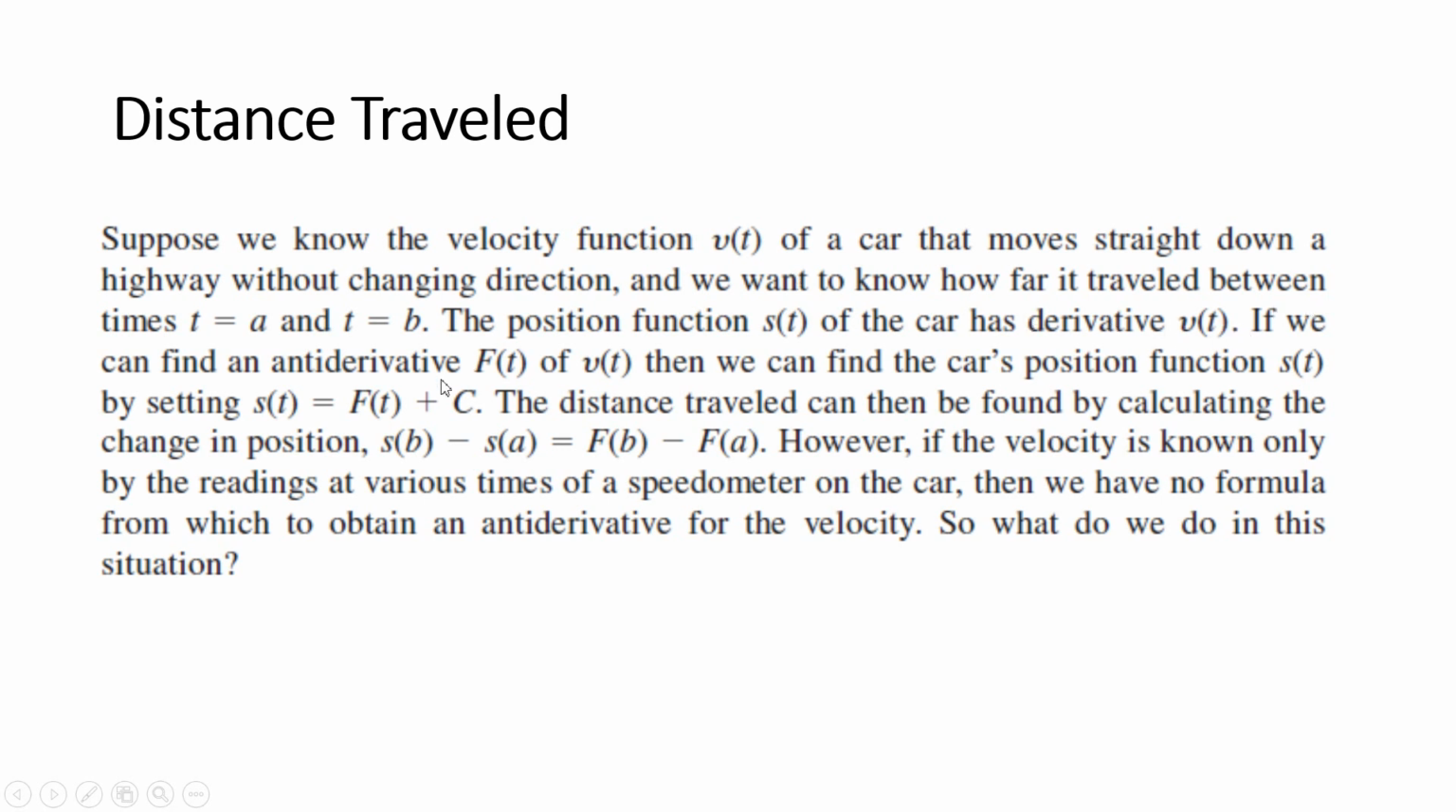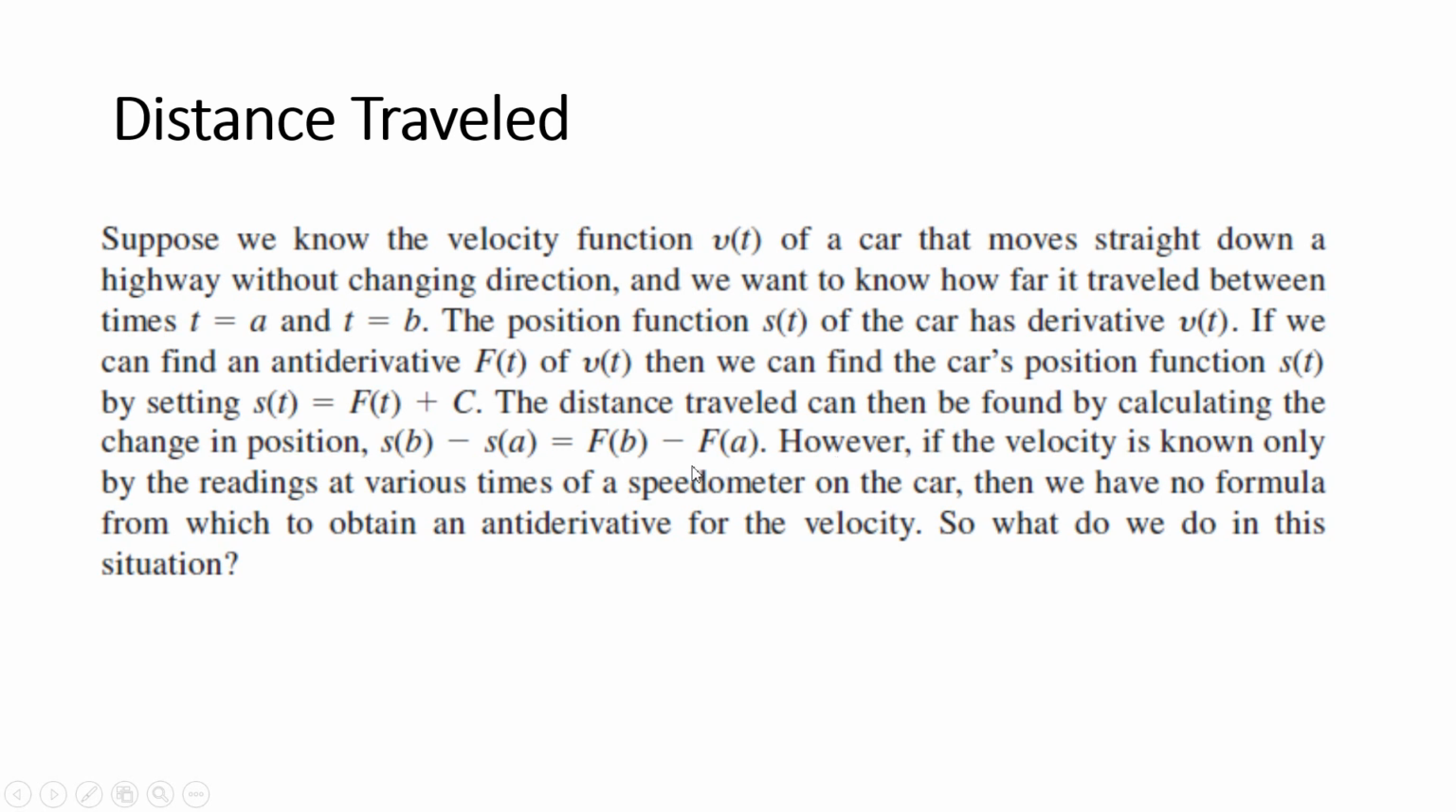Okay, so if we can find an antiderivative F(t) of v(t), then we can find the car's position function s(t), right? So by setting s(t) equal to F(t) plus c, the distance traveled can then be found by calculating the change in the position, s(b) minus s(a), which is equal to F(b) minus F(a).